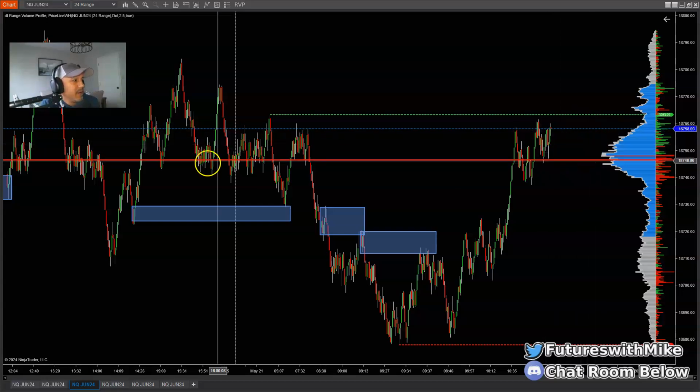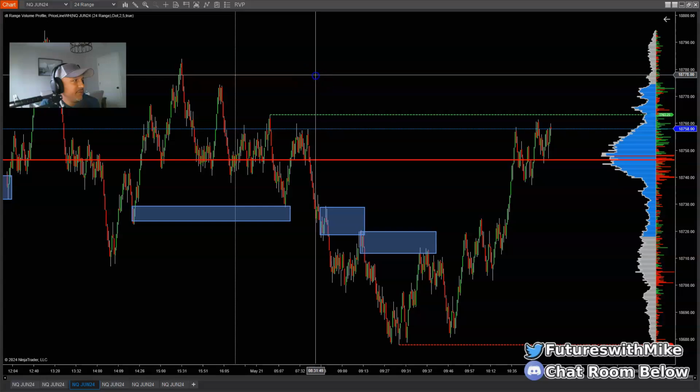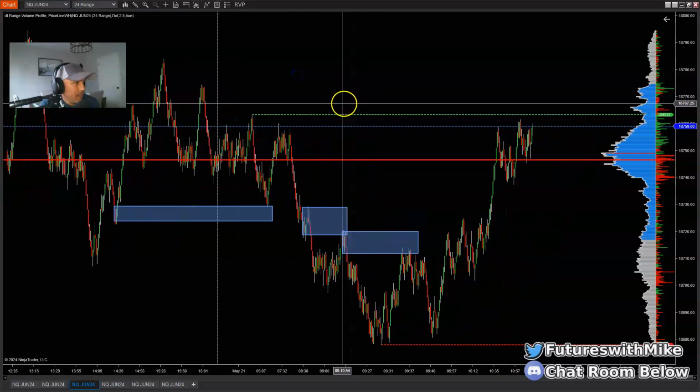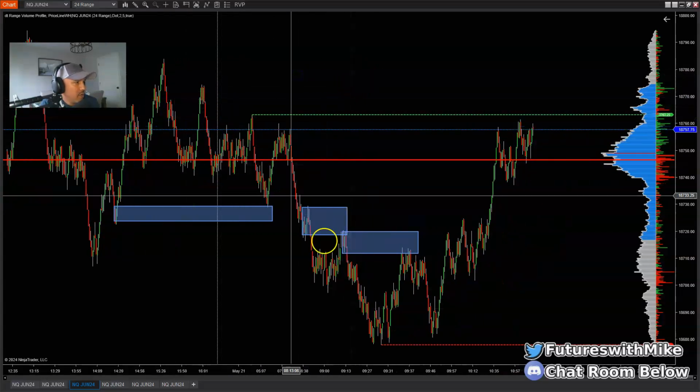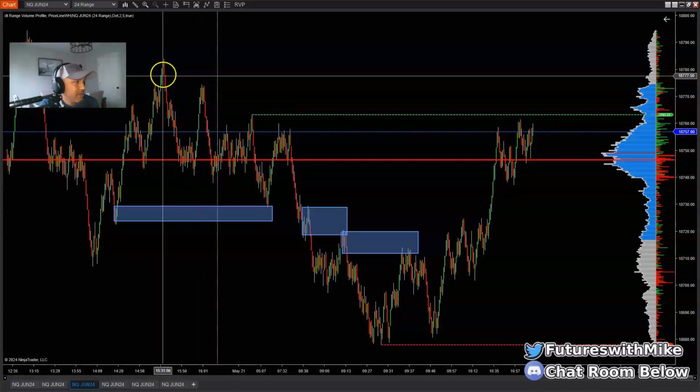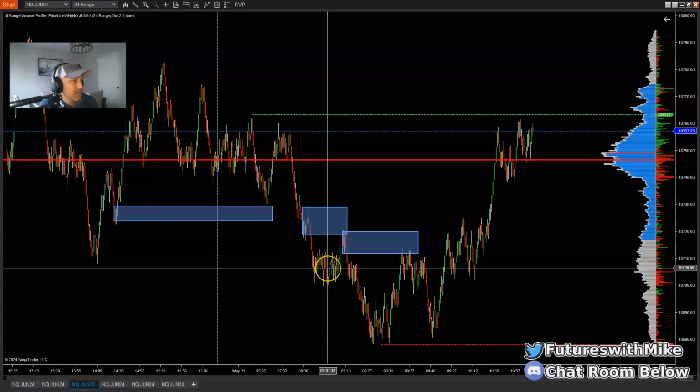We're playing around this high volume area. It does have a few areas in which it could fill back to the upside. As it was pushing lower, there is a supply zone here and a supply zone here as it was pushing lower. So be careful.